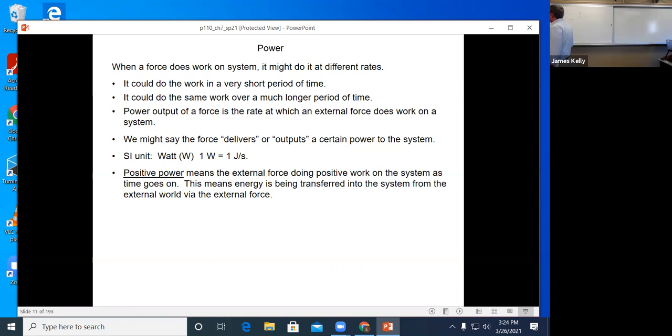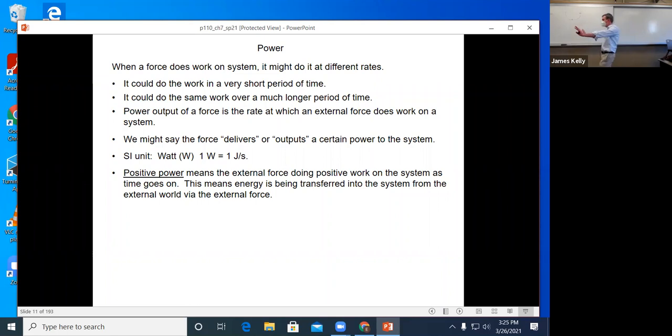So now the work that's done by the force that's acting on the object or the system that we're talking about might be doing positive work or negative work. If there's positive power, that means the external force is doing positive work in a certain amount of time. So it's the rate at which it's doing positive work.